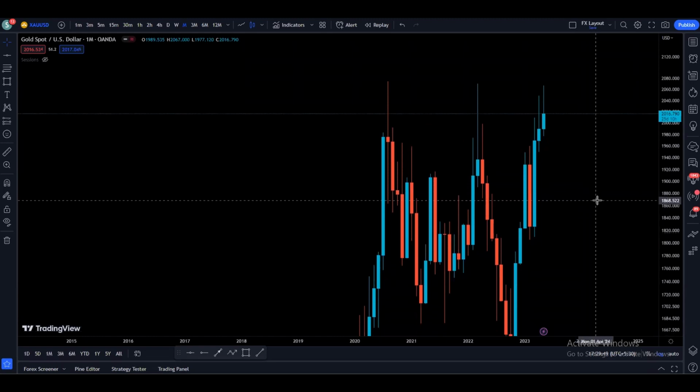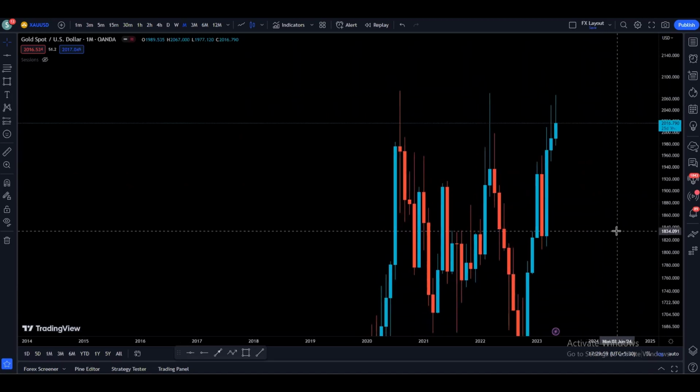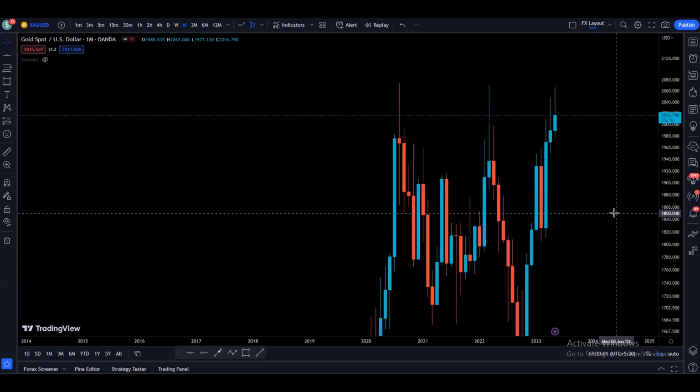And as usual, we are going to start with the monthly time frame, and then we'll go down to lower time frames: weekly, daily, 4-hour, and the 30-minute time frame. On the 30-minute time frame, we will also talk about some intraday and scalping setups as well. So without wasting any time, let's get started.